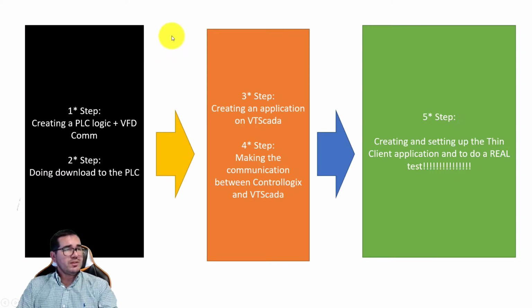So here is the step-by-step of what we're gonna do. The first step is we're gonna open Studio 5000 and create a PLC logic plus VFD comms. Second step, we're gonna download to the PLC. Third step, we're gonna create a VTScada application. Fourth step is making the communications between ControlLogix and VTScada. And the last step is creating and setting up a team client application and doing a real test.